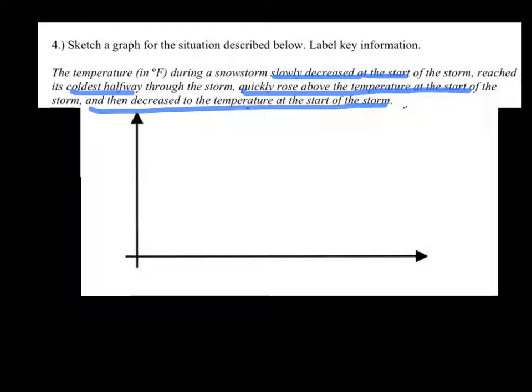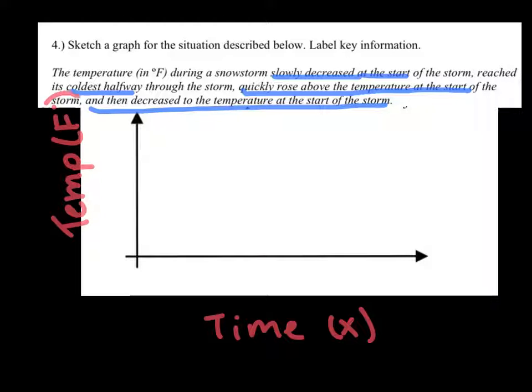So I'm going to go ahead and label my axes. So time is almost always going to be your x variable because that's your independent, and then your dependent is the temperature in Fahrenheit. So the start of our storm, it says it slowly decreases to the coldest halfway through. So I'm going to mark on my time axis here about halfway through the storm. So if I just pick a random spot to start, it really doesn't matter. We have no specific values. I'm going to say it started here.